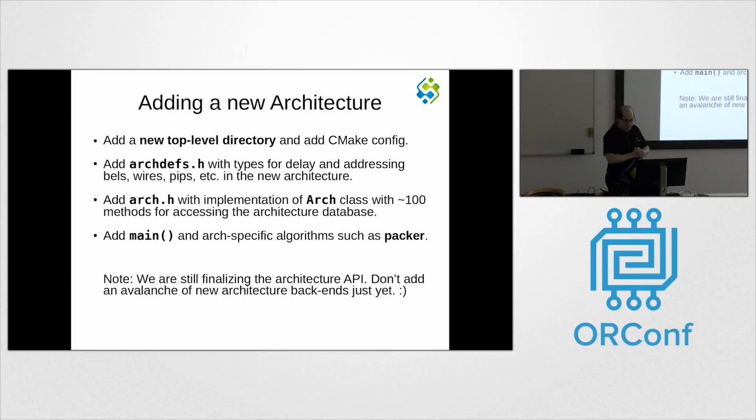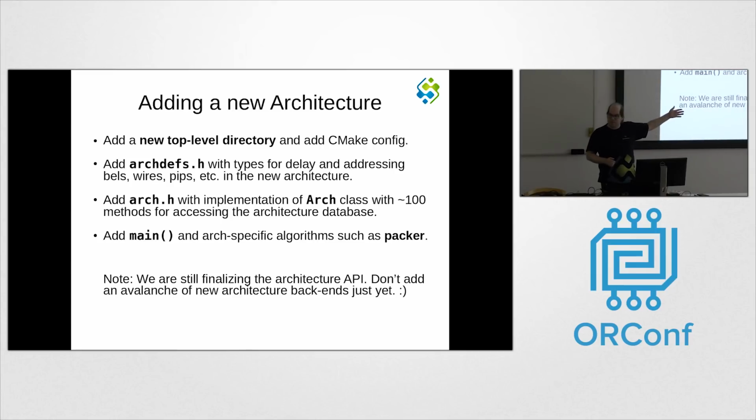Okay, so now you have a basic idea of what this architecture description does. So how do you add a new architecture to nextpnr? You essentially go through these steps here. You add a new top-level directory in the source repository for your architecture. You add a little bit of CMake magic to make your architecture exist in the nextpnr build system. And in this architecture directory, you will then have to add two additional files.